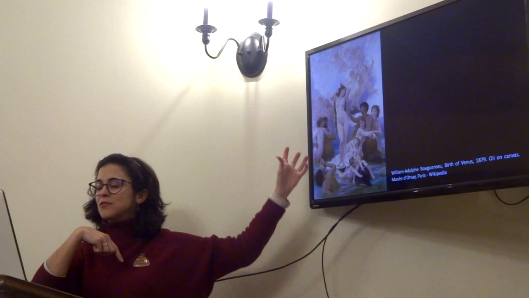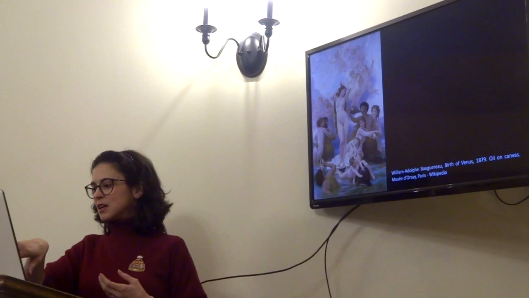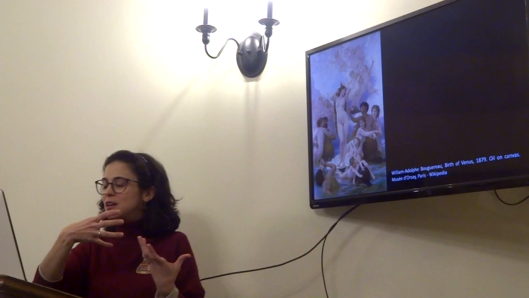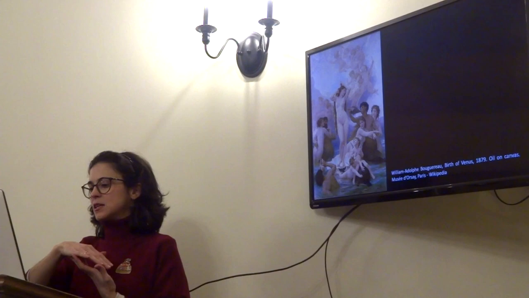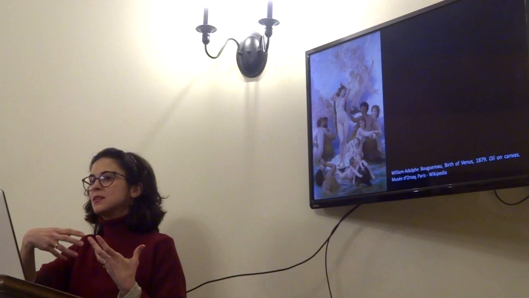She definitely has a weight. She's not floating. You can even see a bit of fat here. So it's much more realistic. The academic painting in the 19th century nodded to classical forms as well, but it wanted to be closer to the real world.